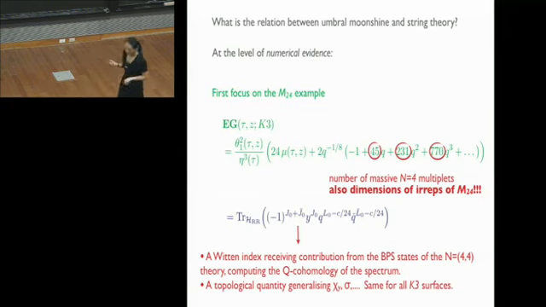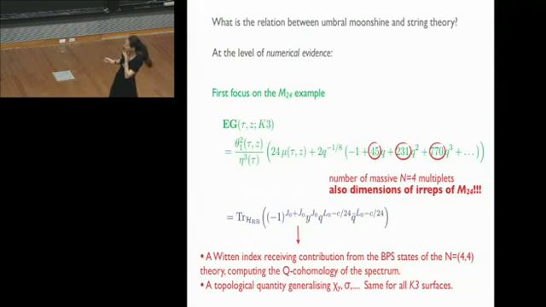A way to understand it is that there's an alternative, though it depends on where you're coming from which one you call the alternative. But there is another definition, purely geometrical, of the elliptic genus, which phrases it as a topological quantity, generalizing, for instance, the Euler characteristic, signature, chi-y genus, and so on.